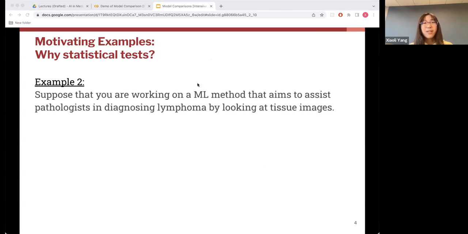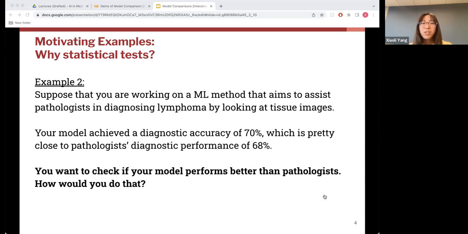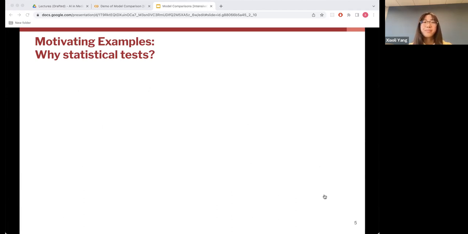And example 2, suppose you are developing a machine learning method that aims to assist pathologists in diagnosing lymphoma by looking at tissue images. And you are achieving some promising results using your model, that is, 7% diagnostic accuracy, outperforming the pathologist's diagnostic performance of 68%. And you really want to make your improvement formal and put it in a publication. So you want to check rigorously if your model outperforms the pathologist. How can you show that to editors, to journals?